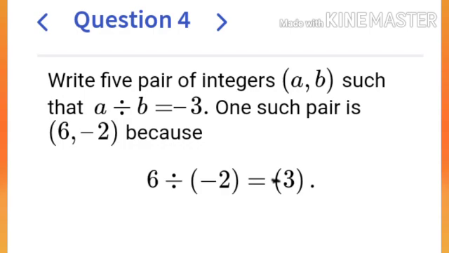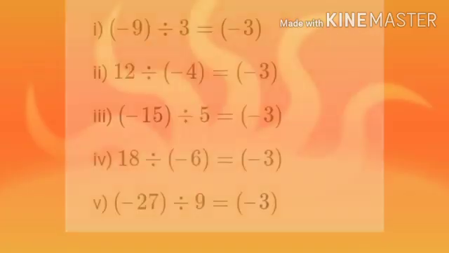How do you get 6 comma minus 2 as a pair there? For a, consider 6, and for b, minus 2. Put the values of a and b in this equation. A is 6 and b is minus 2. 6 divided by minus 2. 6 divided by 2 is equal to 3. Plus into minus is minus. Therefore, 6 and minus 2 are one pair of the given equation. Likewise, we need to find 5 pairs of integers a comma b.